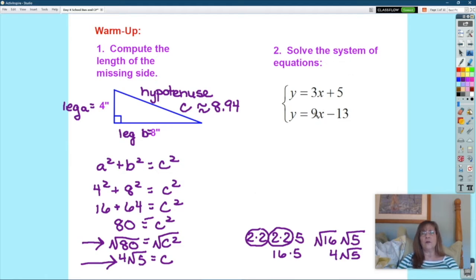Solve the system of equations. Now remember, this is a system. There are several ways to do it. One is to graph these. I don't want to graph this right now, so I'm going to use something called the equal values method.